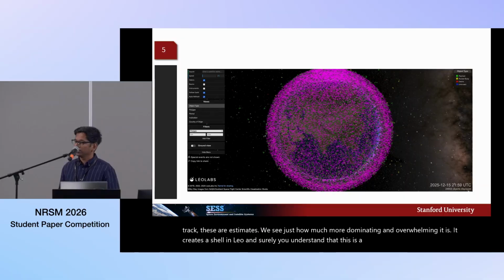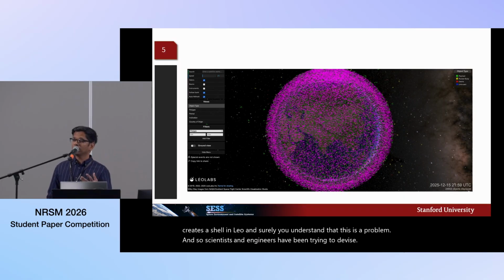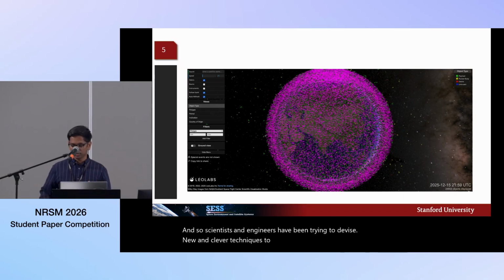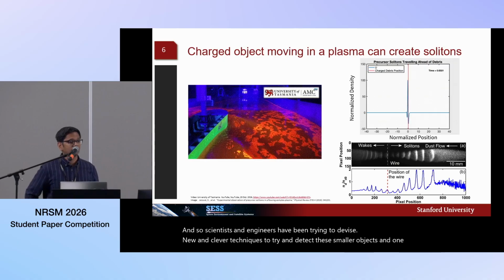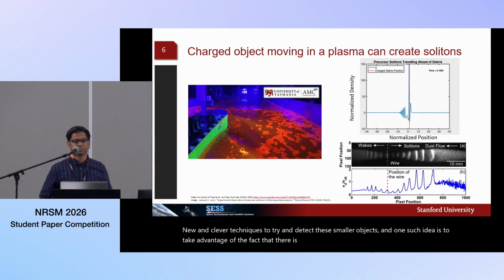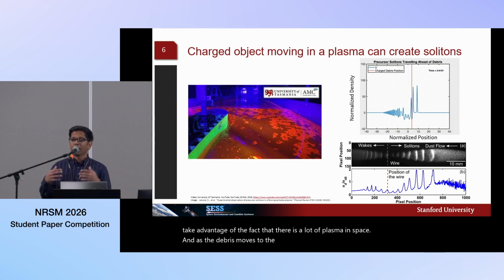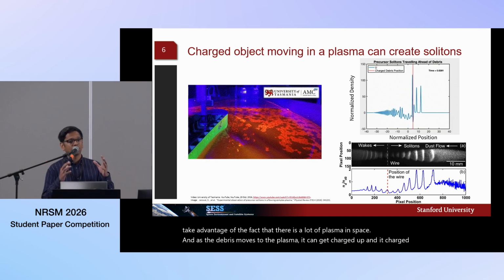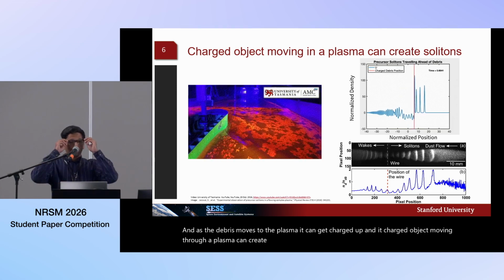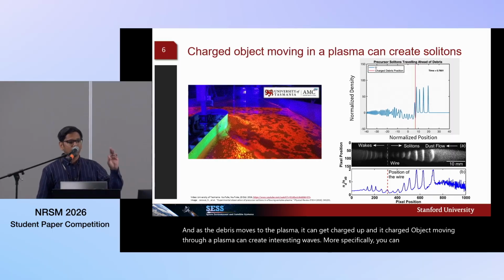And so scientists and engineers have been trying to devise new and clever techniques to try and detect these smaller objects. And one such idea is to take advantage of the fact that there is a lot of plasma in space. And as the debris moves through the plasma, it can get charged up. And a charged object moving through a plasma can create interesting waves. More specifically, it can create something called a soliton.